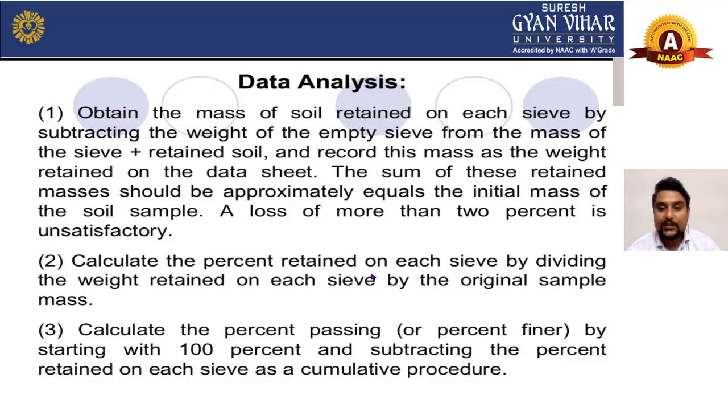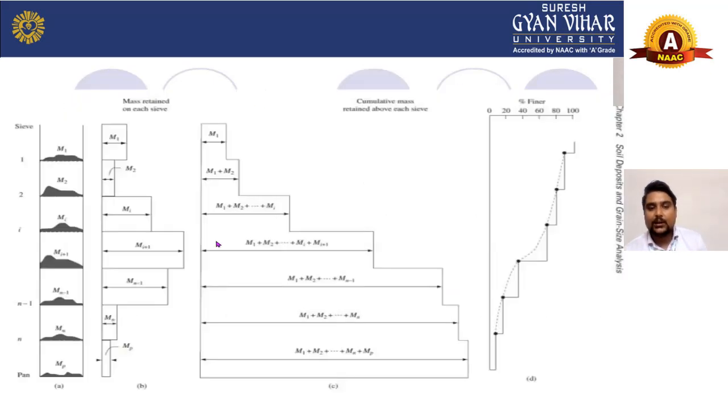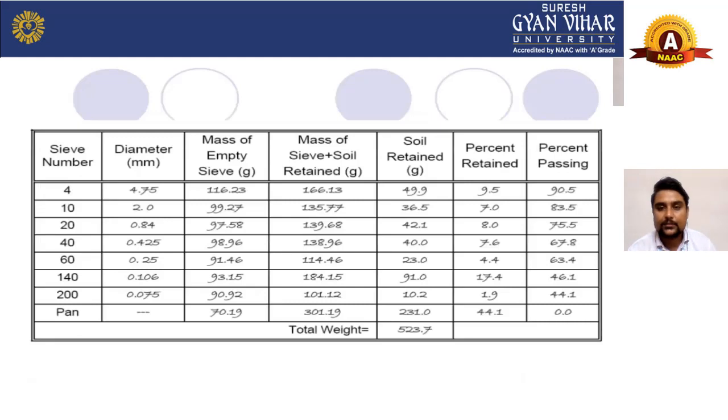Calculate the percentage retained on each sieve by dividing the weight retained on each sieve by the original sample mass. Now calculate the percentage passing, or percentage finer, by starting with 100 percent and subtracting the percentage retained on each sieve as the cumulative procedure. Now this will be our graph here. As you can see, we can easily plot the graph by weighing this soil.